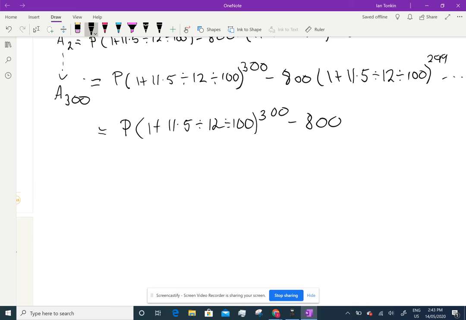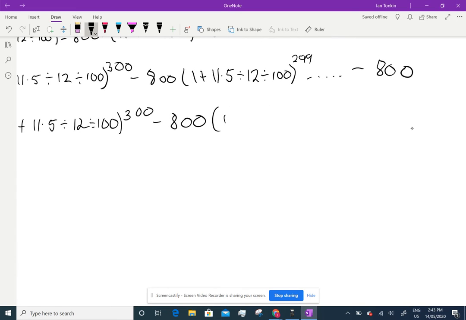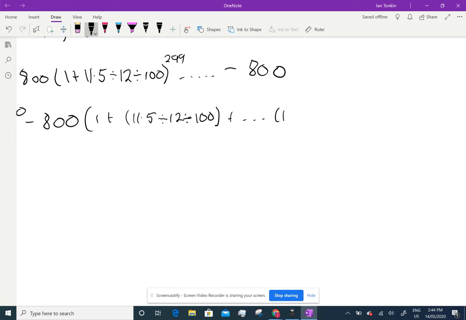Minus 800. Turn the series around, so I've got 1 at the front, 1 plus 11.5 divided by 12 divided by 100, plus dot dot dot, 1 plus 11.5 divided by 12 divided by 100 to the 299.